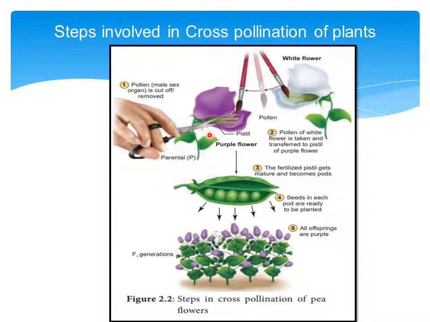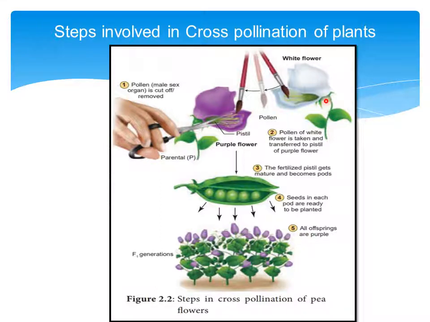So this is the purple flower. Pollen grains are transferred from the anther of this purple flower to the stigma of the white flower plant. Now what was done here? As it is cross-pollination happening, we should prevent the self-pollination. So to prevent the self-pollination in this step, what was done?